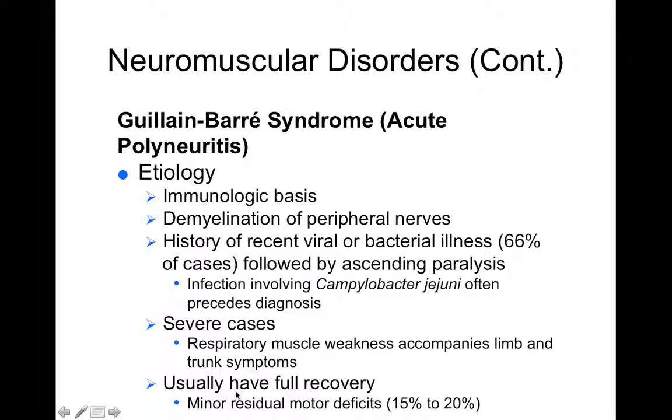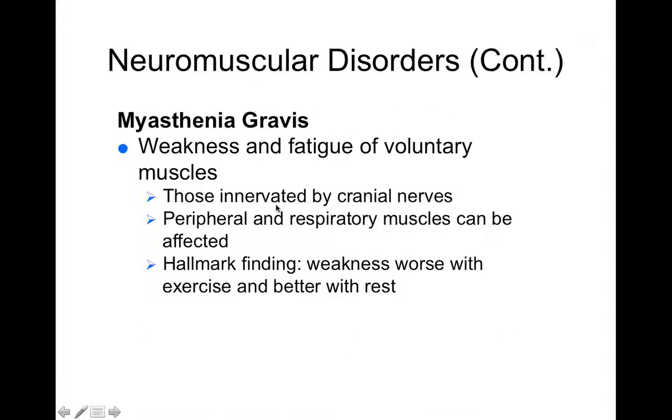Now, most people who are afflicted with Guillain-Barré typically have a full recovery, right? So it's typically not a fatal disorder, but it can lead to temporary muscle weakness for maybe a year or so. And then only 15 to 20% of those who've had Guillain-Barré have some sort of minor motor residual deficits, if that makes sense. But it's a pretty common demyelinating disorder.